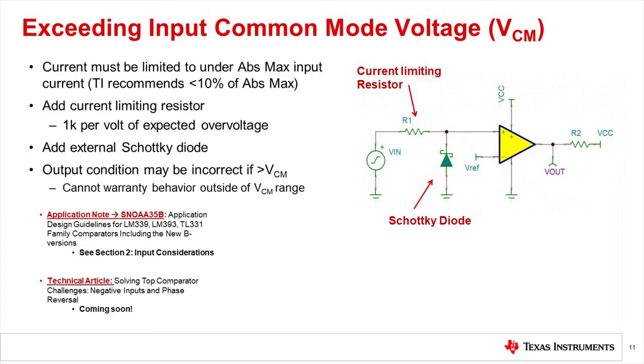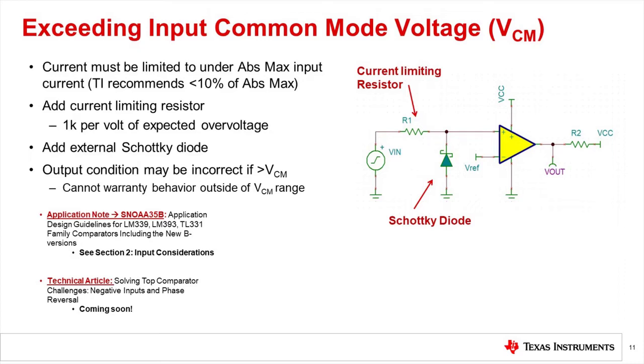So if you expect to have a negative voltage for a long period of time, then you could use a Schottky diode. This is because Schottky diodes have lower forward voltages, and they'll start to conduct before the internal diodes do. That helps take the load off the internal ESD diodes. Just be aware that the outputs may be incorrect if the input common mode range is being violated. Since you're operating outside of that common mode range, we cannot warranty expected behavior, and doing so will be at your own risk.